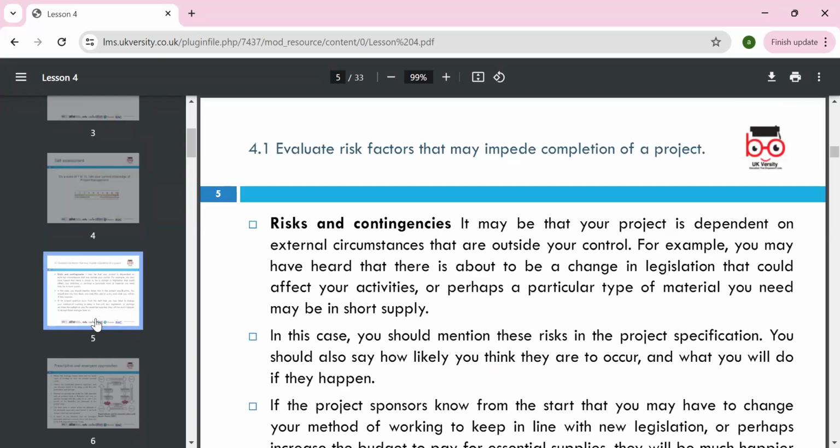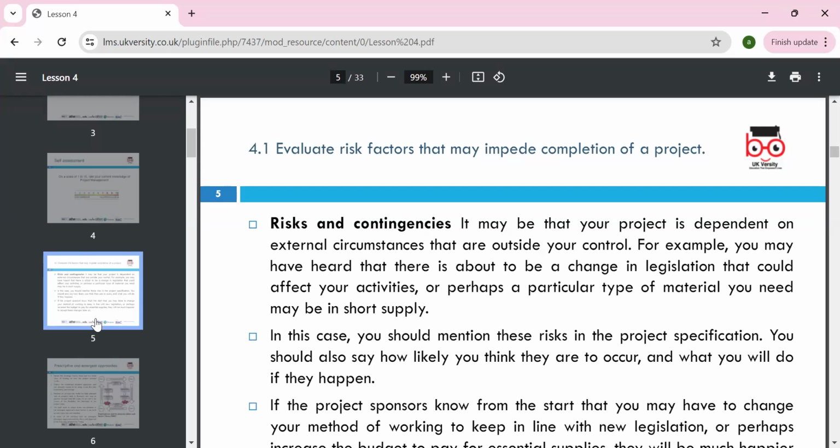Today's lesson will look at evaluating the risk factors that might impede completion of the project. What is meant by risk? Risk means the probability or chance of something happening. In terms of a project, you always measure the risk. You should have a contingency plan, which is a second plan. For example, if the supplier will not supply you the material, what is my second plan?